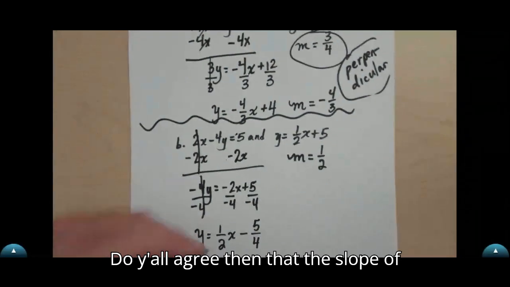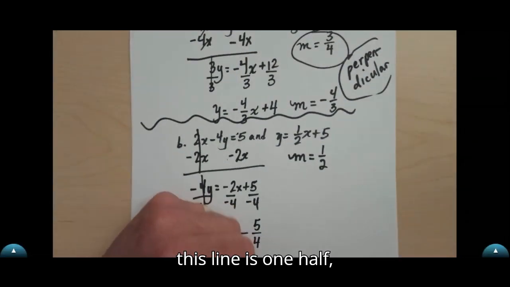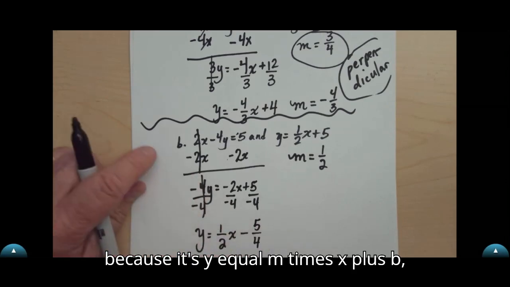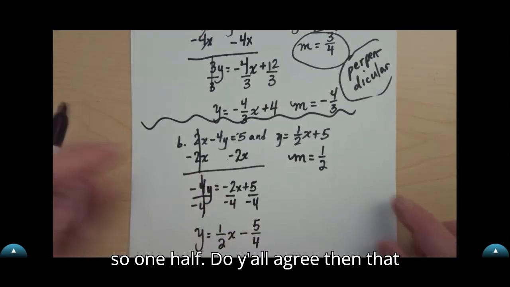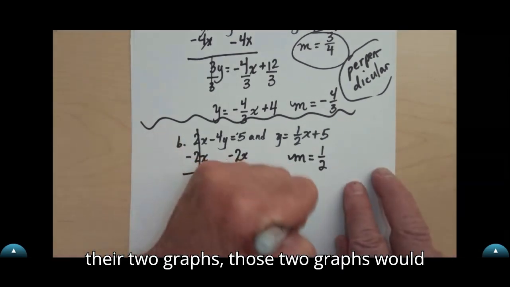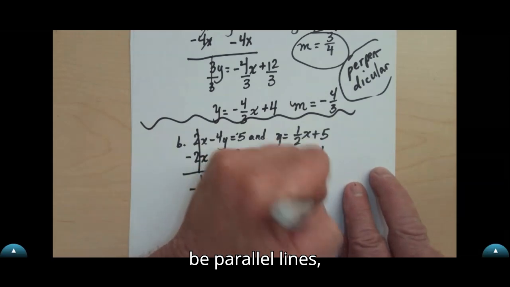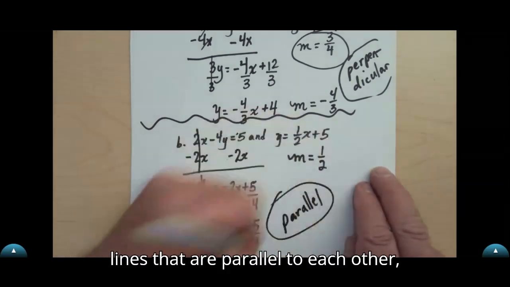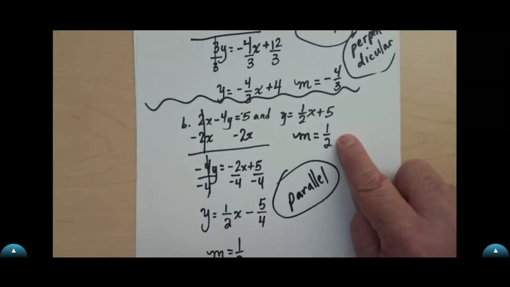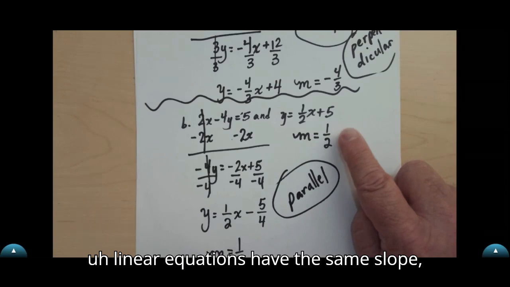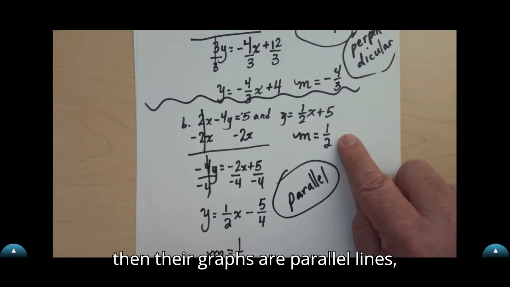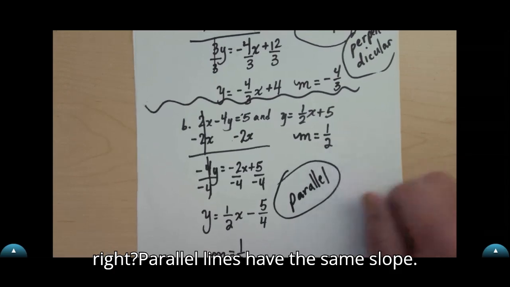Do y'all agree then that the slope of this line is 1/2? Because it's y equals m times x plus b, so 1/2. Do y'all agree then that these two equations, if you looked at their two graphs, those two graphs would be parallel lines, lines that are parallel to each other? Because if two linear equations have the same slope, then their graphs are parallel lines, right? Parallel lines have the same slope.